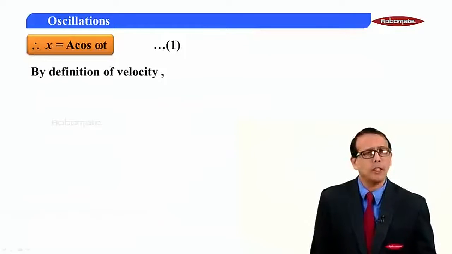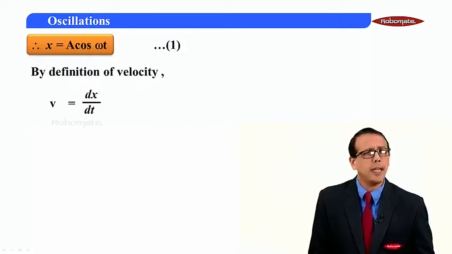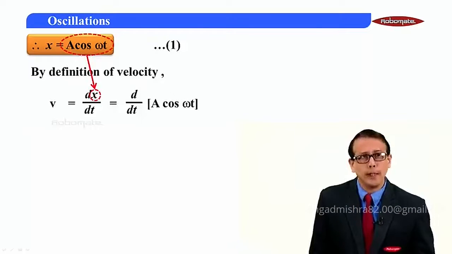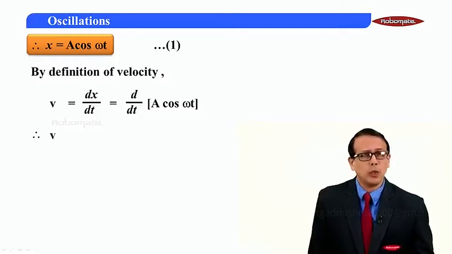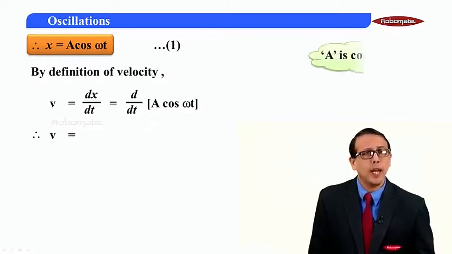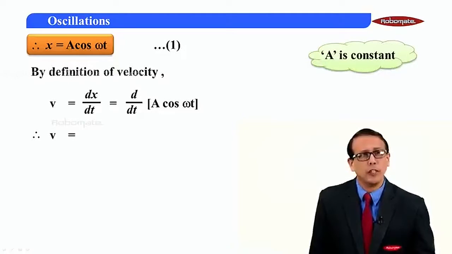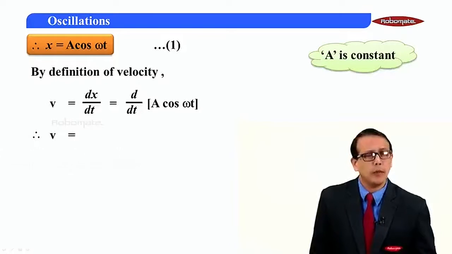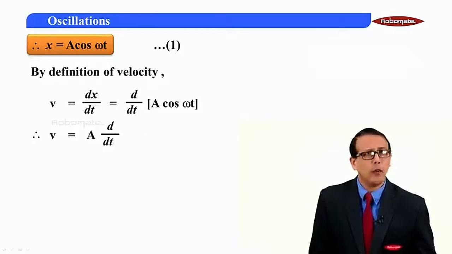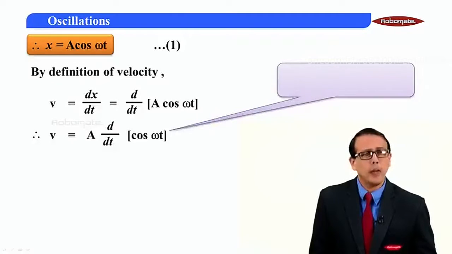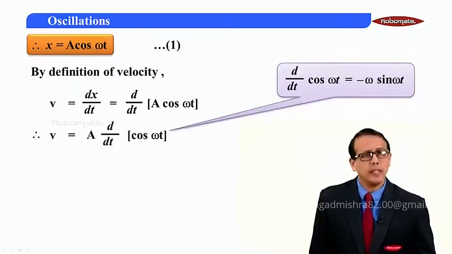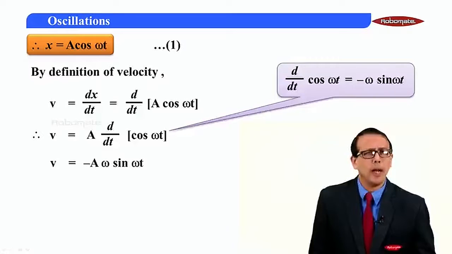Moving ahead, students, let's go for velocity. We know by definition velocity is dx by dt. Let's substitute the value of x and we get d by dt of a cos omega t. Students, amplitude is constant for SHM and hence I can take it out of the differentiation process, and therefore v is equal to a d by dt of cos omega t. d by dt of cos omega t is minus omega sin omega t, and hence finally I can write velocity as v is equal to minus a omega sin omega t.